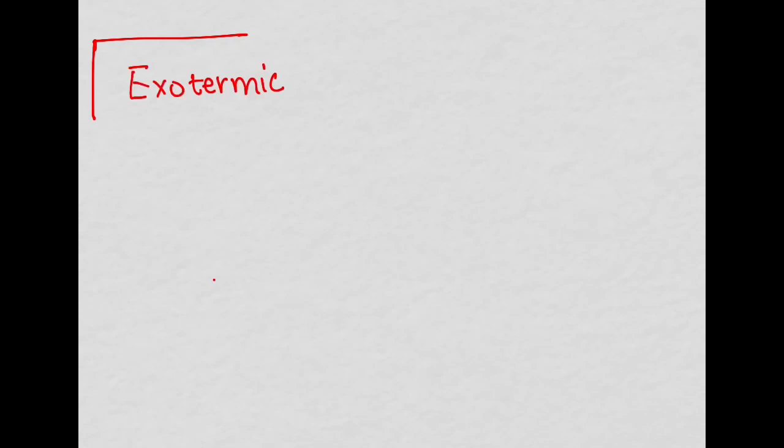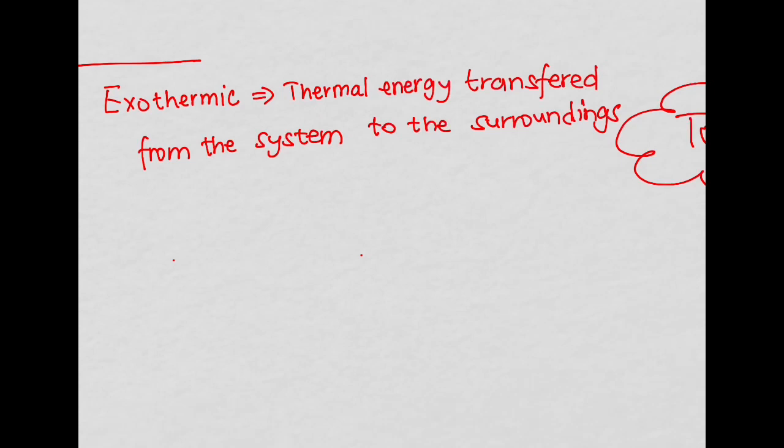So exothermic reactions are reactions that transfer heat or thermal energy to the surroundings. And when thermal energy is transferred from the system to the surroundings, the temperature of the surroundings goes up and the energy of the system goes down.